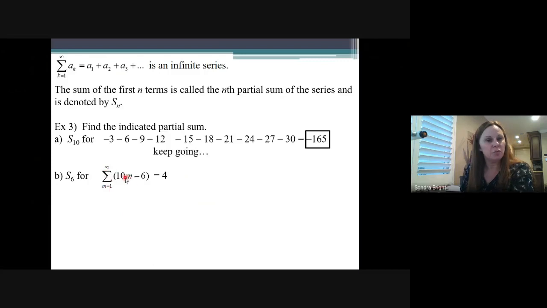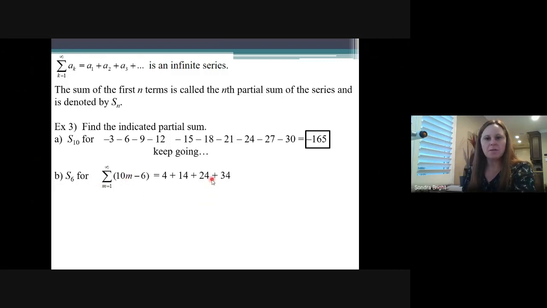Plug in a 2: 20 minus 6 gives you 14. Put a plus sign. Plug in a 3: 30 minus 6 gives you 24. Put a plus sign. We want 6 terms, and we only have 3 so far. Plug in a 4: 40 minus 6 gives you 34.